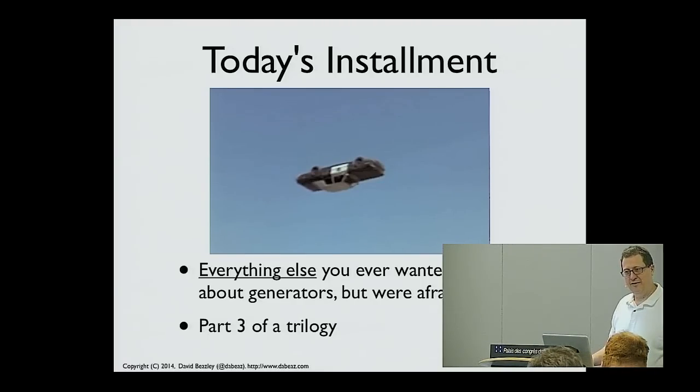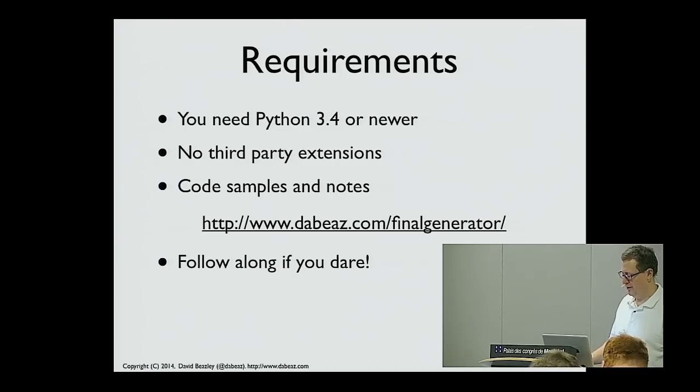I sort of got the idea for doing this tutorial after working on the Python Cookbook update. I realized, hey, there's some other stuff with generators that I didn't know you could do. It would be kind of fun to do a tutorial on it. As far as requirements, you actually need Python 3.4 or preferably newer to do the tutorial. It doesn't require any third-party extensions. You can get all the code from that URL. So follow along if you want.